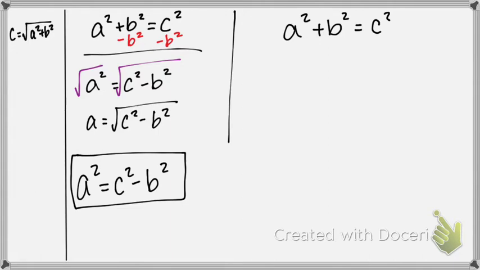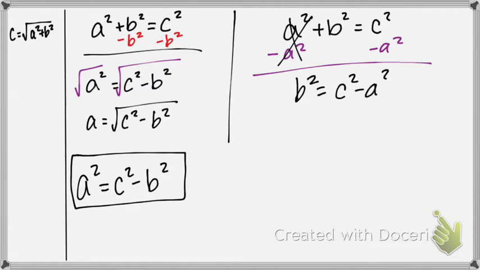We'll do the same thing. We'll subtract A squared, so that B squared can be by itself. When I do that on both sides, this cancels out, and I get B squared equals C squared minus A squared. That is what B squared is. And if you wanted to find what exactly B is, to get rid of the square we just take the square root of both sides, and B is equal to the square root of C squared minus A squared.